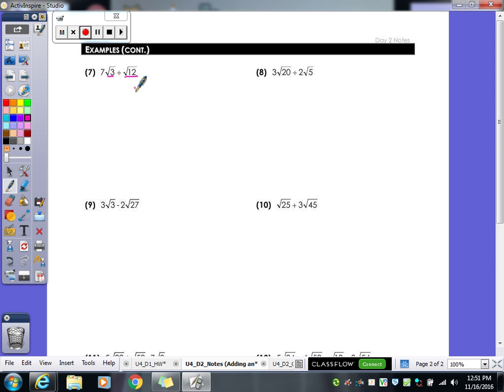Is there a perfect square that goes into 12? Yeah. 4, and then times 3. So again, the square root of 4 is 2. And then we keep that radical 3 after it. And then I'm going to bring down my 7 radical 3 plus in front of it. Now do we have like radicals? Yes, now we have both radical 3's. So 7 plus 2 gives us 9 radical 3 as our final answer there.